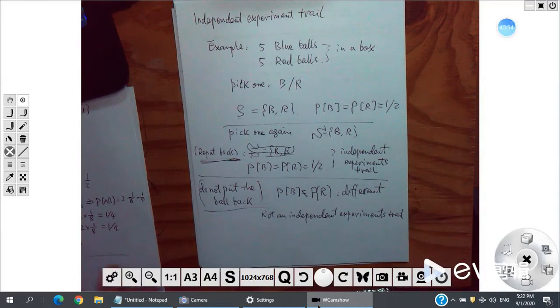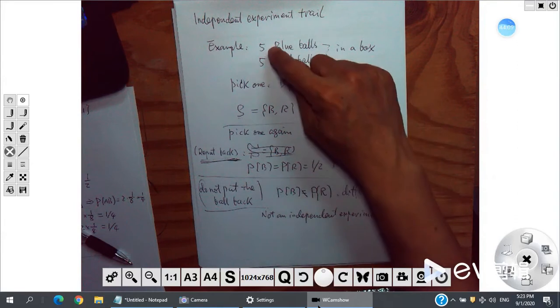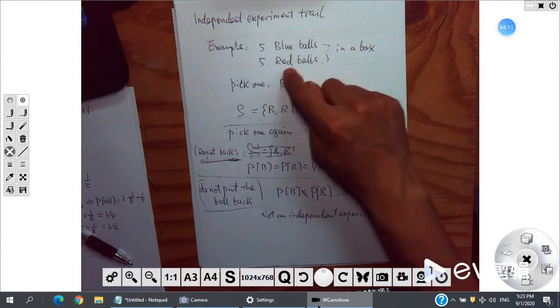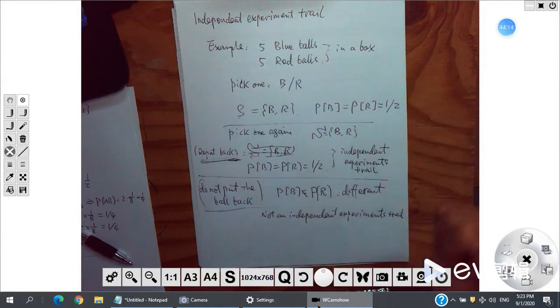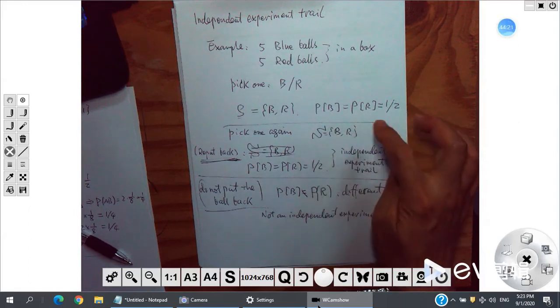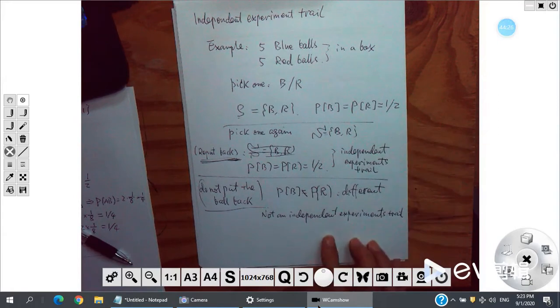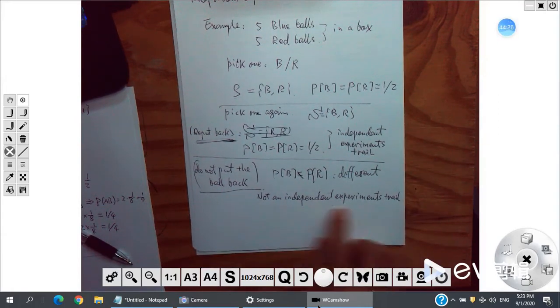In both cases you have a sequence of experiments. But in the first case, each time you start in the same condition, right? Every time you still have 5 blue and 5 red bars in the box, so every time is totally the same. So they are independent experiment trials. They have the same sample space, same probability distribution, right?